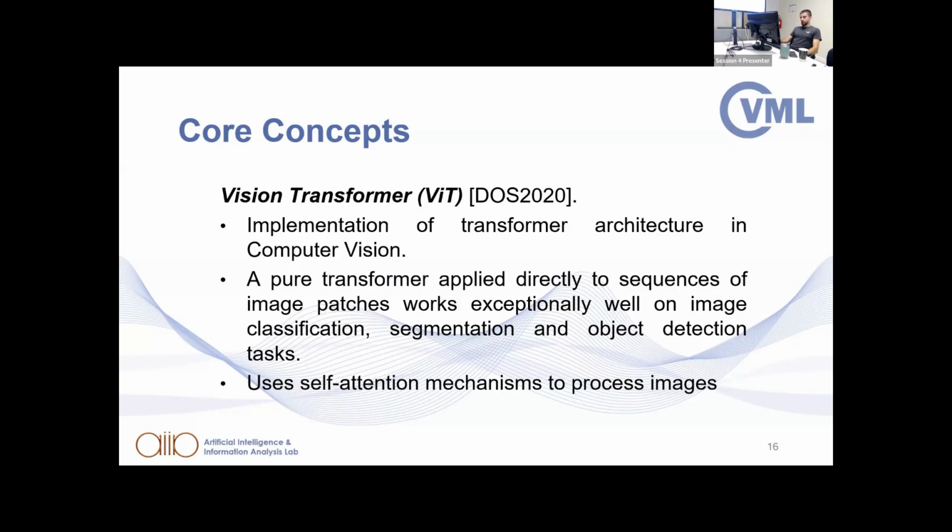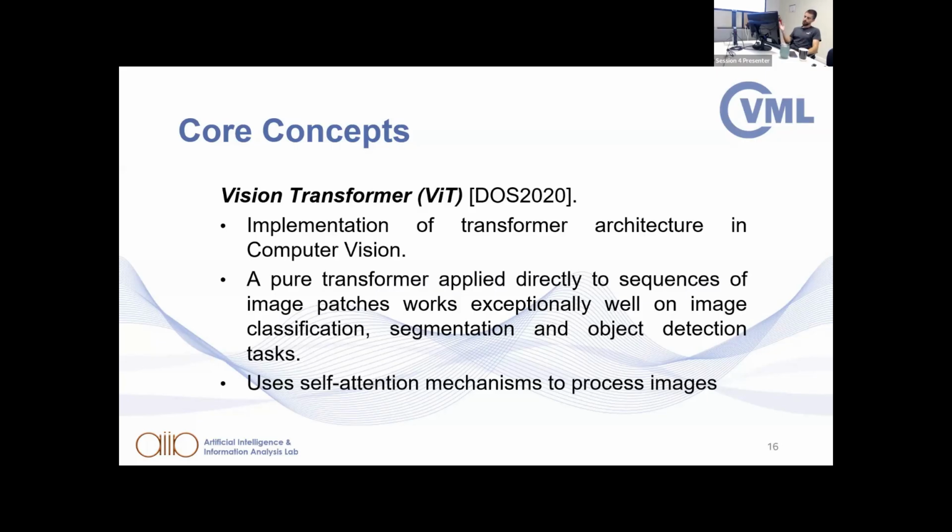The second concept is the vision transformer. This is a more state-of-the-art neural network building block. The vision transformer originally came to prominence in natural language processing. The key insight was that the transformer applied directly to a sequence of image patches works exceptionally well on image classification, segmentation, and object detection tasks.